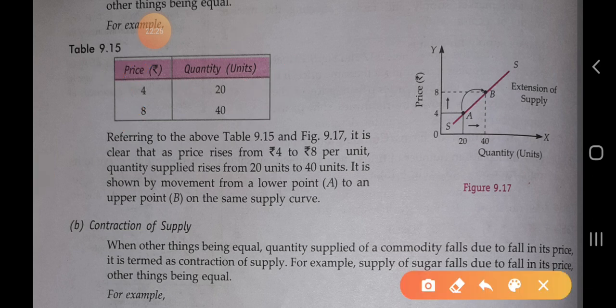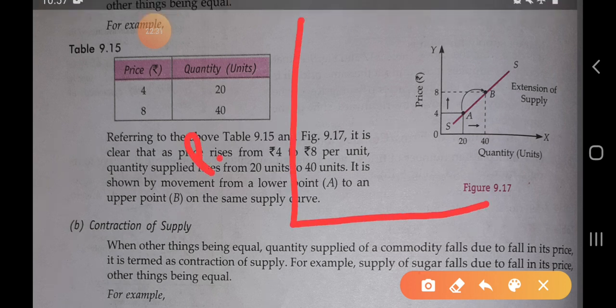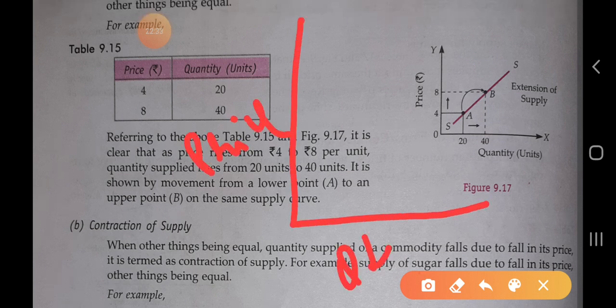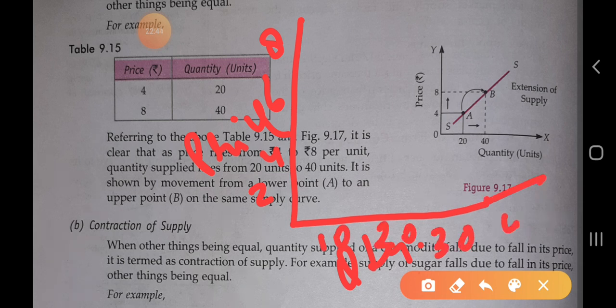Okay, so we will put all these values on the diagram. Here we will take price and quantity. Price is 2, 4, 6, 8, and here 10, 20, 30 and 40. When the price is 4, quantity supplied is 20. Okay, we got the first point. When the price is 8, quantity supplied is 40. Okay, this is the SS curve.